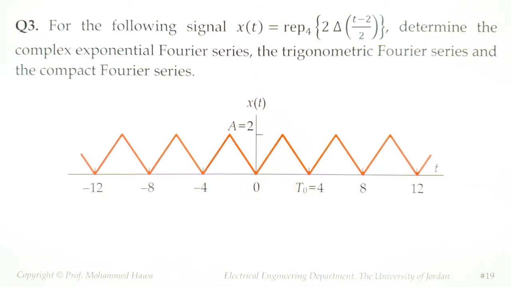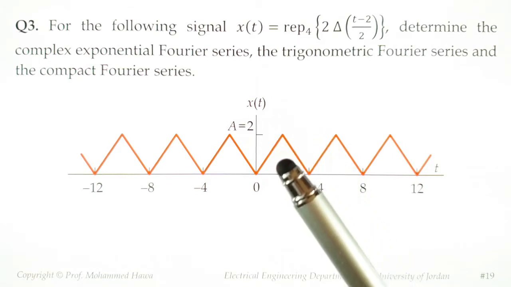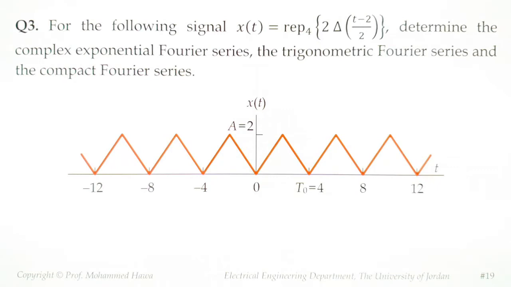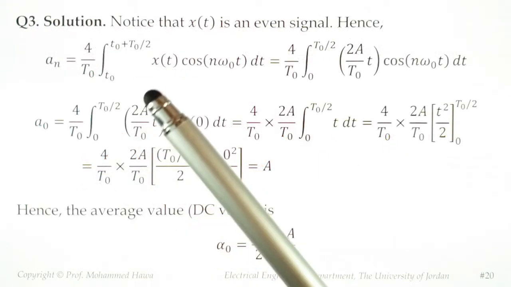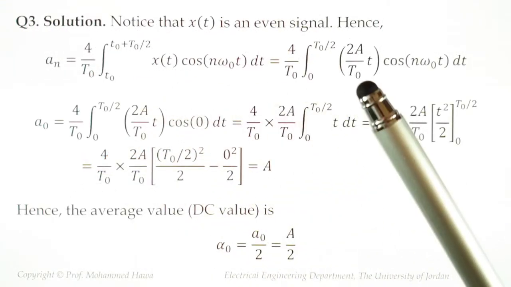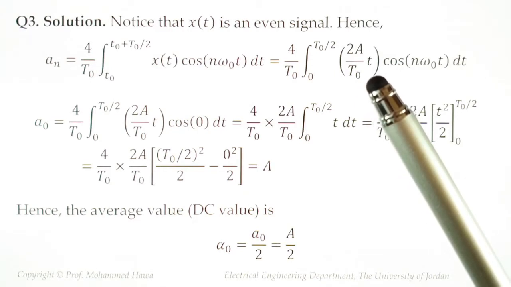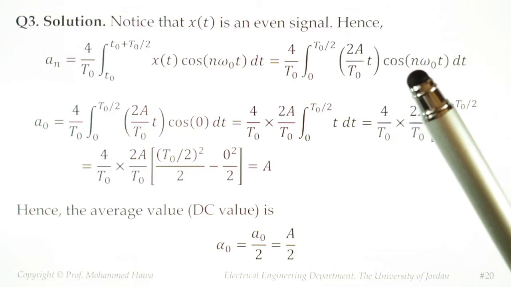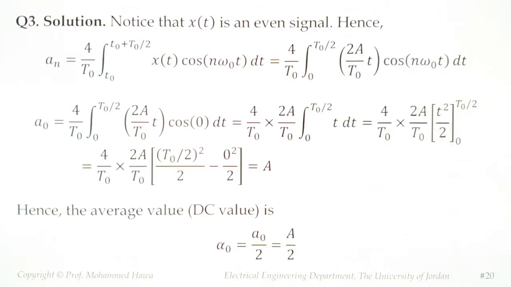And this linear line has a slope of A divided by t naught over 2, which means the slope is 2A over t naught. Its y-intercept is 0 because it passes through the origin. So I substitute for x of t, 2A over t naught t, that's the equation for the linear line. Multiply it by cosine n omega naught t dt.